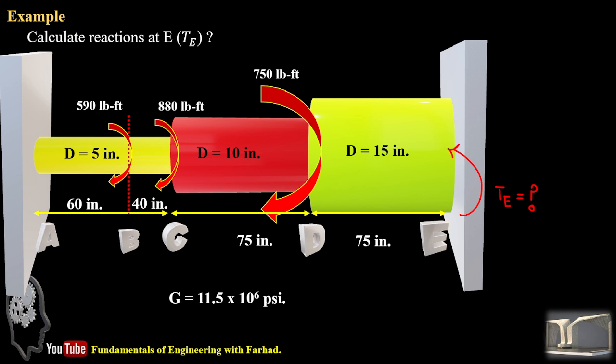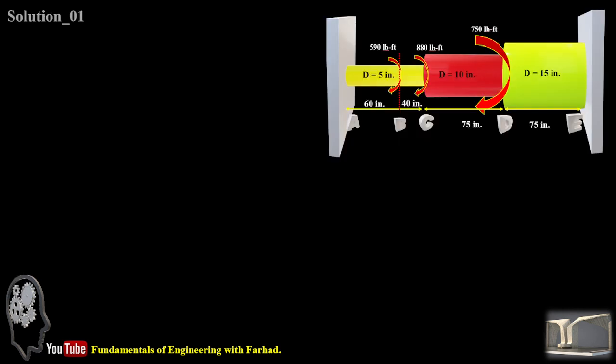G is provided and is equal for all of them, 11.5 times 10 to the 6 pounds per square inch. Different torsional torques are applied to different parts of the length of the overall combination. Let's see how we can approach this problem.